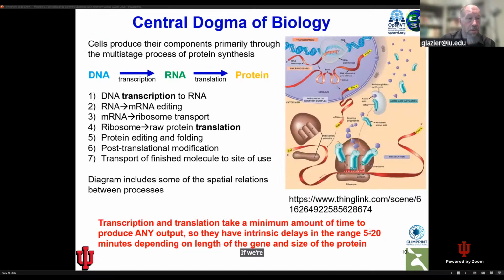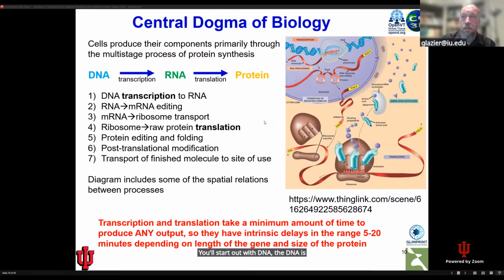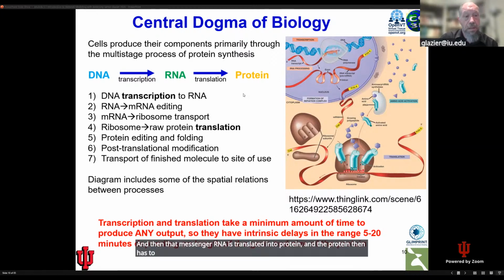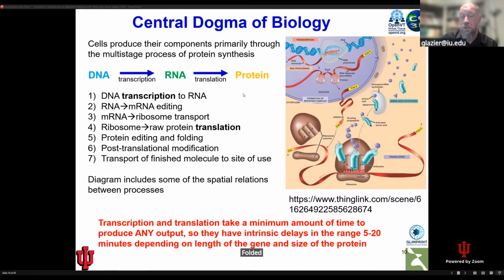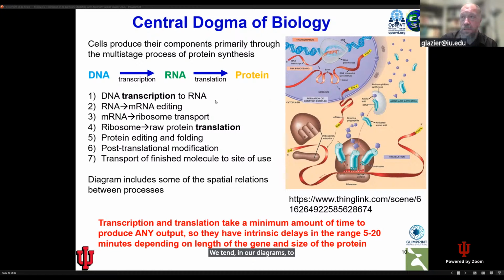If we're going to talk about gene regulatory networks, we have to remind ourselves of the central dogma in biology. You start out with DNA. The DNA is transcribed into RNA. That RNA is edited to make a messenger RNA. And then that messenger RNA is translated into protein, and the protein then has to be folded and then post-translationally modified. And so there are a whole bunch of stages that go from gene to protein. We tend in our diagrams to conveniently associate gene to protein directly. In our models, we often do the same thing, but in fact, there are a lot of intermediate steps.